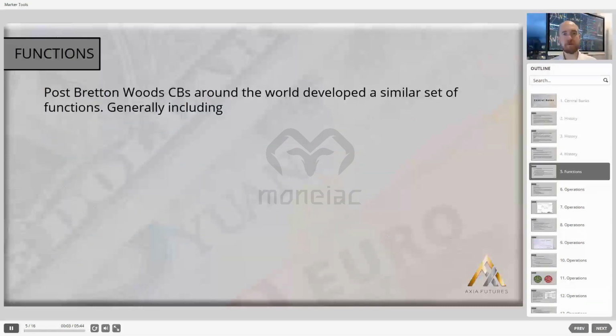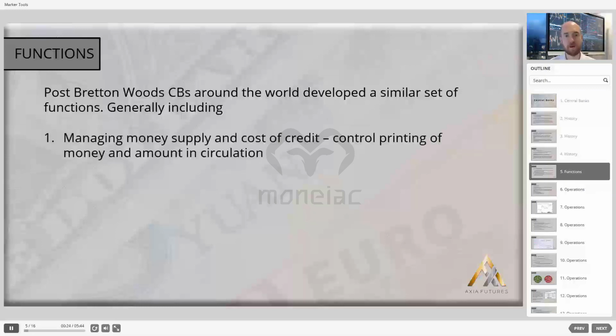Okay, so post Bretton Woods, we then saw what is now seen as a modern central bank. Most banks have retained a degree of alliance with others and have broadly similar functions. Each bank has their own way of carrying out these functions, and some banks have a greater degree of certain functions than others. However, they all broadly follow a very similar pattern. The main thing being managing the supply of money and the cost of credit. Now this is where that monopoly printing effect comes in.